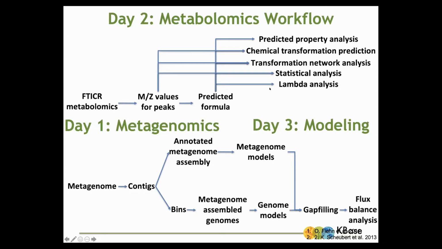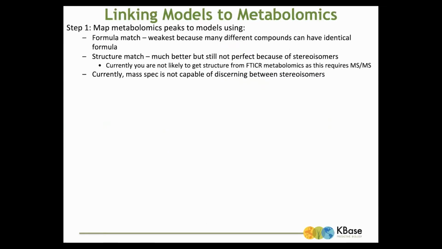But how to tie these two worlds together? And the answer is, or one of the answers is, cheminformatics. So we want to link models to metabolomics data, and step 1 for doing that is to map the metabolomics peaks to the model. So we can use a formula match. We generally don't do this with mass. At the very least, we want to have a formula from Formulator. Now remember yesterday, Formulator is not going to give you a formula for every mass. But it'll give you a formula for a lot of them, typically about 5,000 for these FTICR data sets that I've seen.